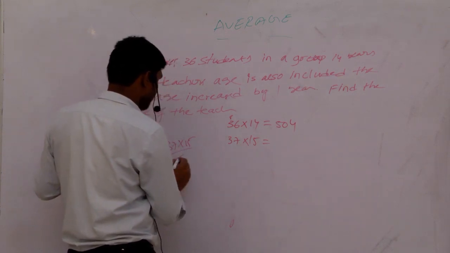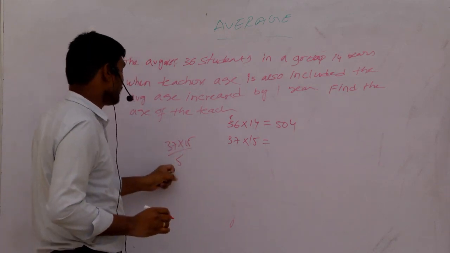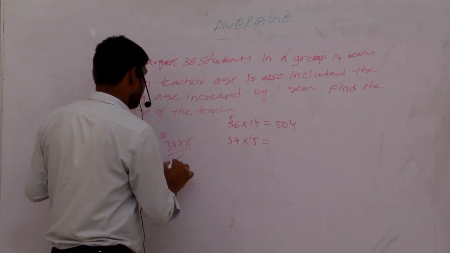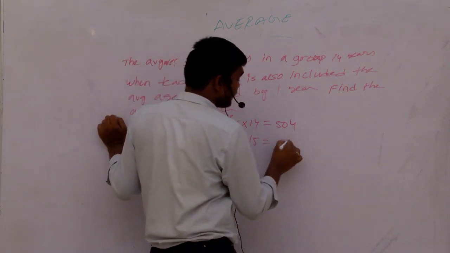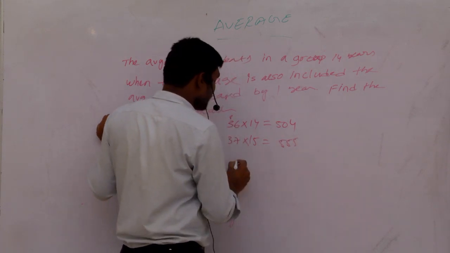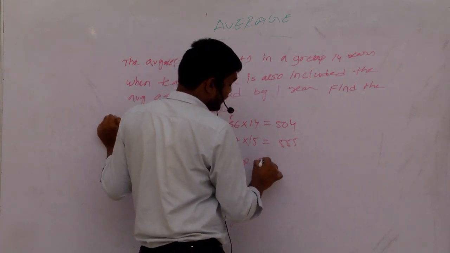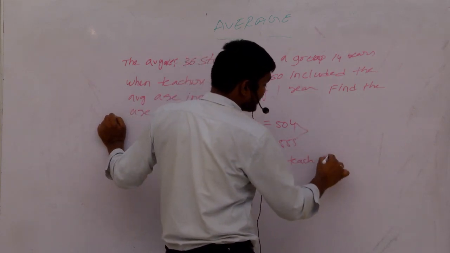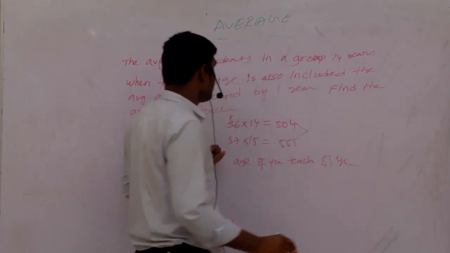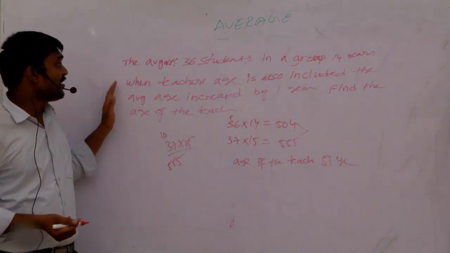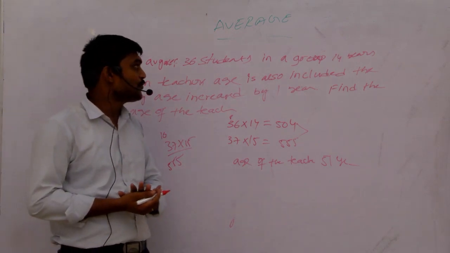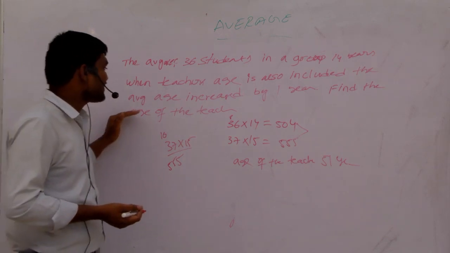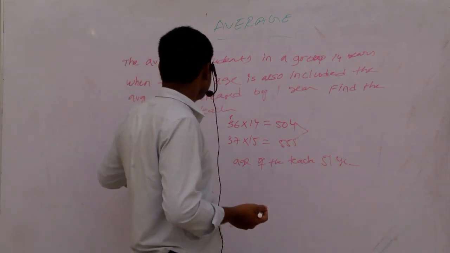So 15 into 7 is 105, 15 times 3 is 45, plus 10, that is 555. So if the age of the teacher is, subtract 504, that is 51 years. So here once again, the average age of 36 students in a group is 14 years. When the teacher's age is also included, the average age increased by 1 year. Find the age of the teacher.